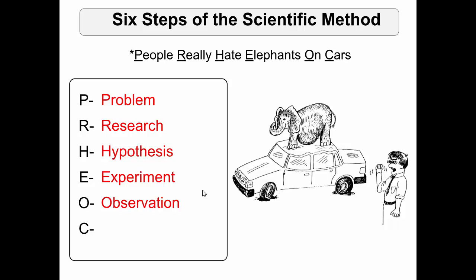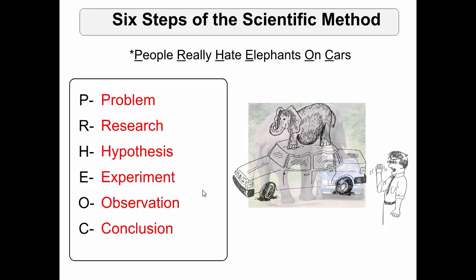How about the last one, the C? What do you think the C stands for? Eva? Conclusion, good. Problem, research, hypothesis, experiment, observation, and conclusion. Those are our steps of the scientific method that we are going to be using. And a lot of them, I'm sure you know what they mean, but some you might not. So that's the last thing we want to do today, is talk about what each of these steps actually means.